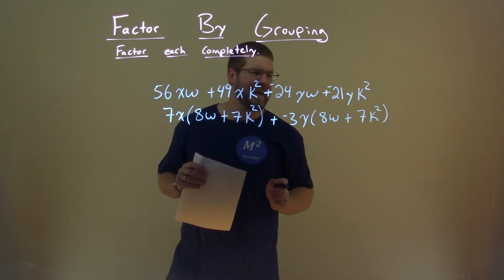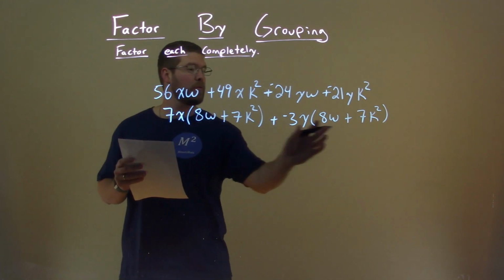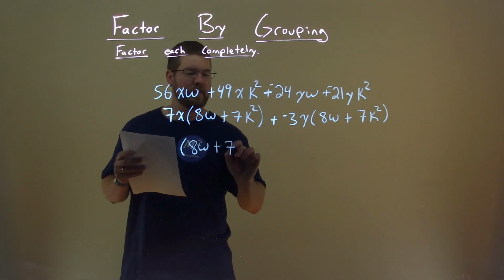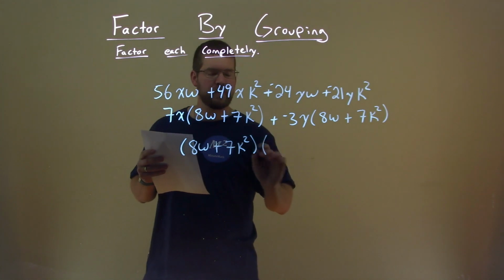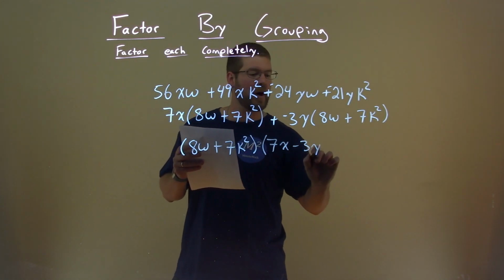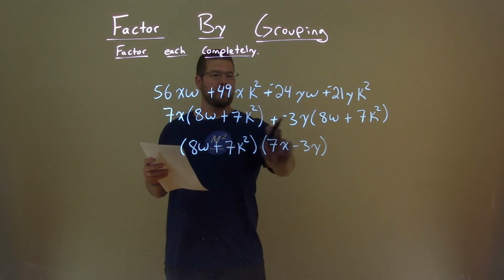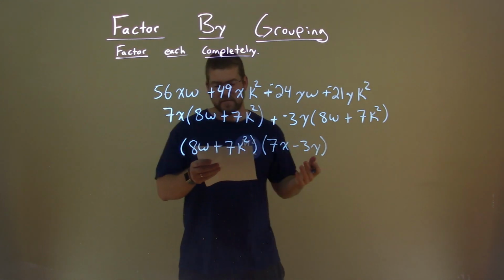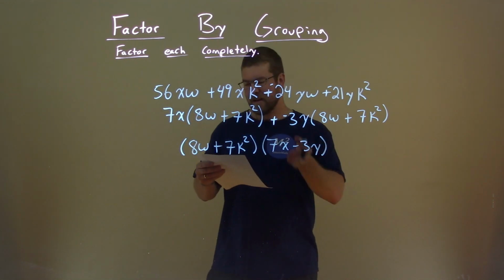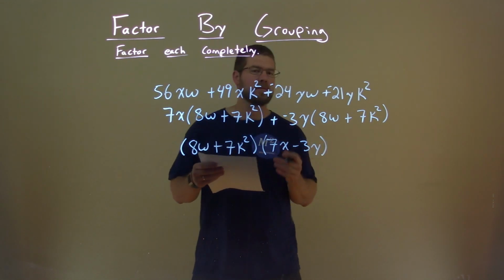We can pull out that 8w plus 7k squared from both parts here. Pulling that out, 8w plus 7k squared. The second part here is 7x minus 3y. Bringing these two parts down. And now we're done. We have our final answer. 8w plus 7k squared times 7x minus 3y.